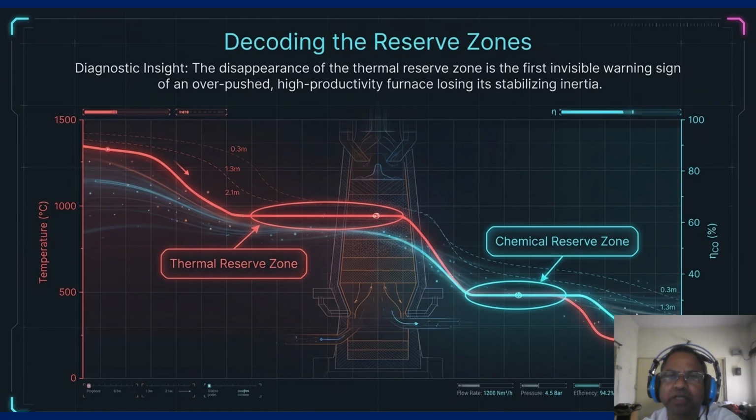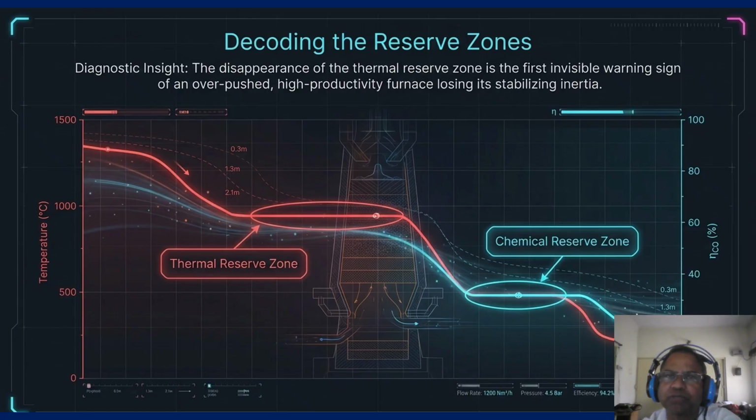When you push productivity too hard, the furnace loses its stabilizing inertia. Notice the efficiency markers on the right side y-axis. As those zones shrink, your control over the process evaporates. Operationally, if those plateaus start to tilt or vanish, you are heading towards thermal instability. You have to respect the thermodynamics of the stack, or the stack will stop respecting your production targets.